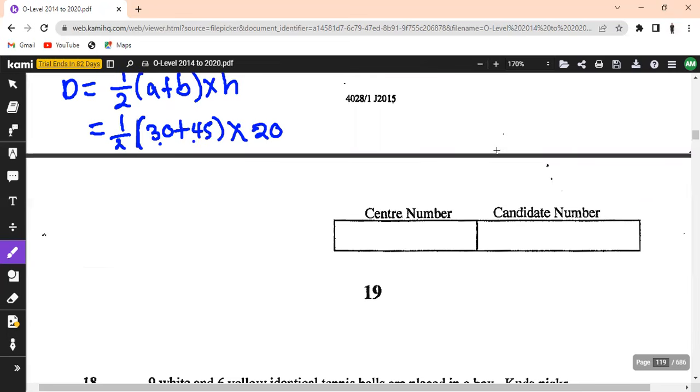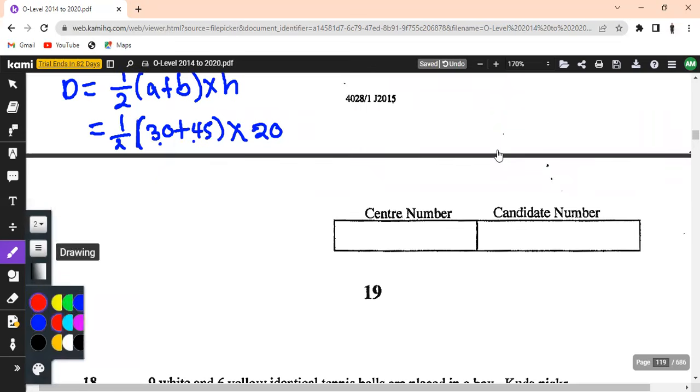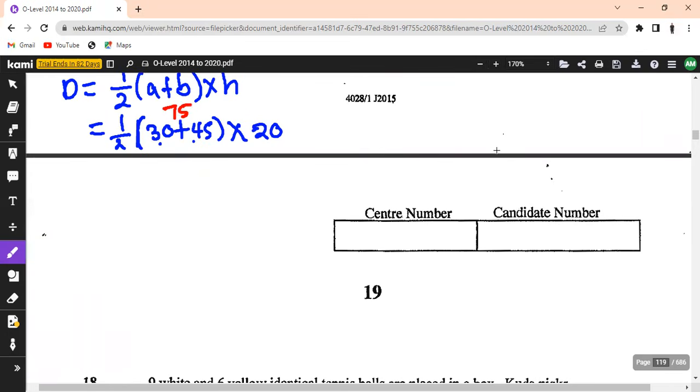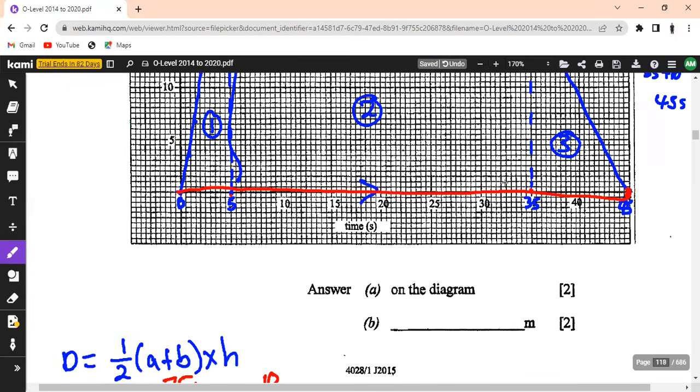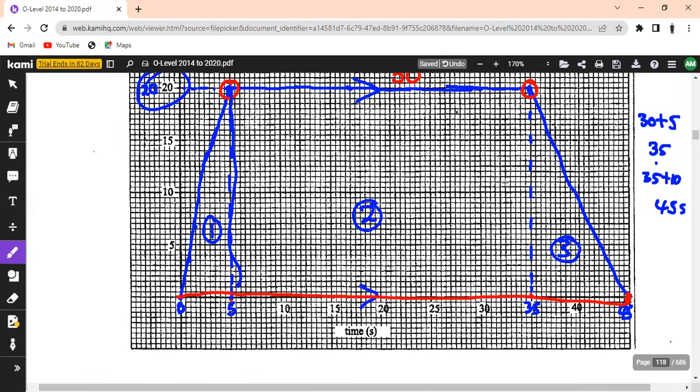So adding these two is going to be 30 plus 45, which is something like 75 here. So you're going to obtain 75 if we add this, and half of 20 here is 10. And if you multiply 75 times 10, it's going to be 750 meters. All right, so that was the distance that was traveled in this case. Here it was going to be 750 meters, the whole distance under the graph.